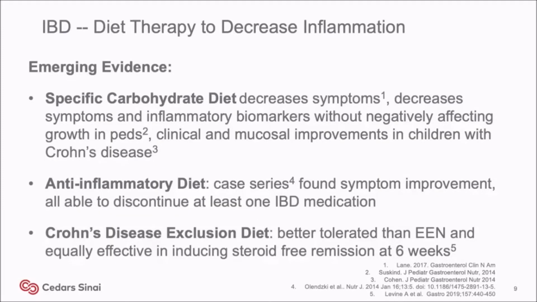Now, as far as diets based on real foods and how they decrease inflammation, there is emerging evidence suggesting that certain diets can help to not only manage symptoms, but also decrease inflammatory biomarkers and potentially help with mucosal healing and improvement. The specific carbohydrate diet is one that's very popular in the IBD community. This is a very restrictive diet that includes avoidance of all grains and certain sugars in the diet, and is really rich in whole foods such as plain unadulterated meats, fruits and vegetables, nuts, seeds, and certain legumes.